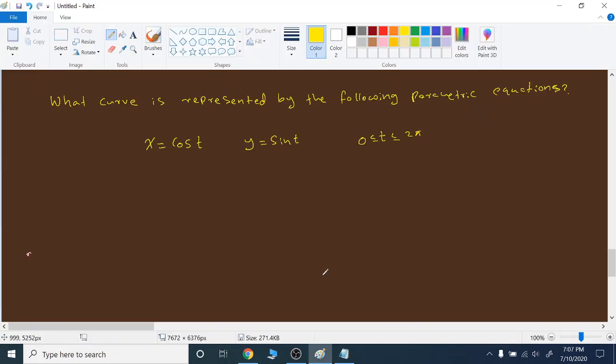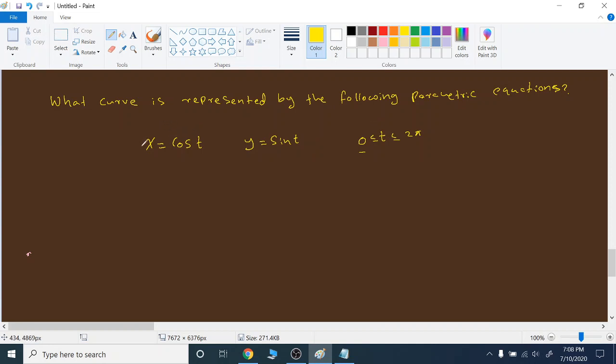Let's do some more examples on this parametric format. Here it asks what curve is represented by this parametric equation. So the starting point of t is given as 0 and the end point of t is given as 2 times pi.